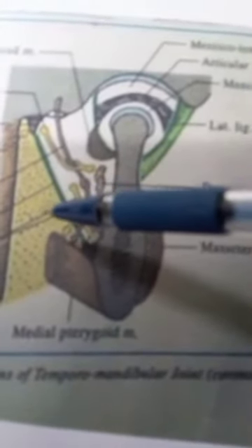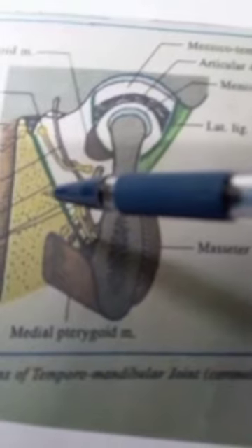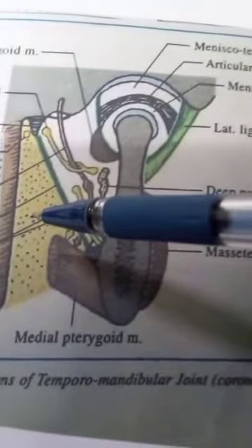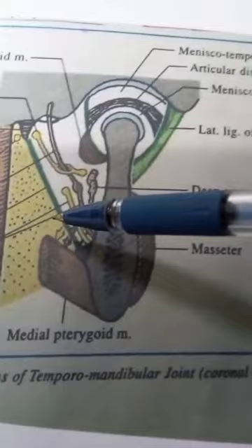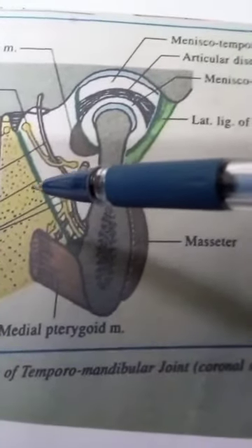Medially, it is related to the chorda tympani, pharynx separated by fat and pharyngeal venous plexus, and medial pterygoid muscle. This ligament is pierced by mylohyoid vessels and nerve.